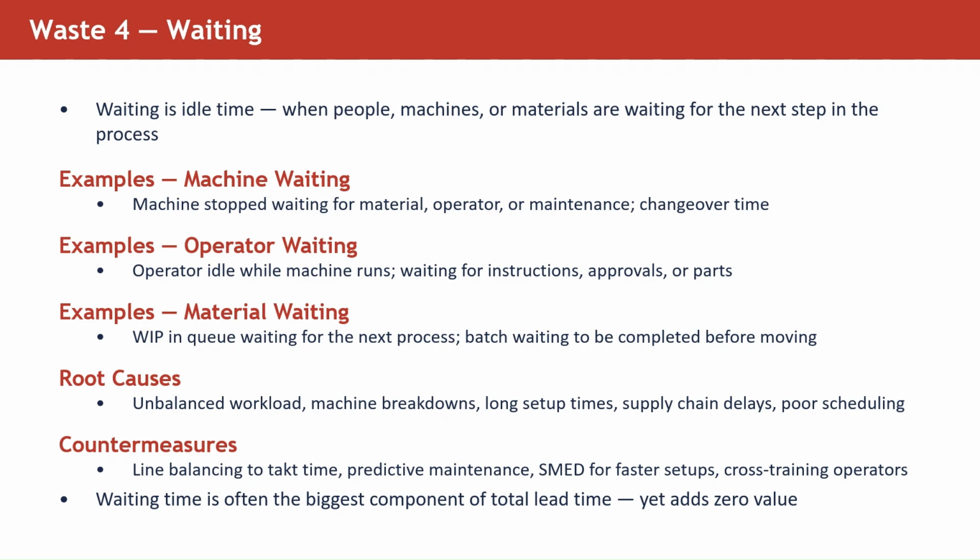Now, what could be the root causes? The root causes are unbalanced workloads between stations, machine breakdowns, long setup times, supply chain delays, and poor scheduling. Now the countermeasures that you can take to avoid this waste: line balancing to the takt time, predictive maintenance, SMED for faster setups, and cross-training operators.